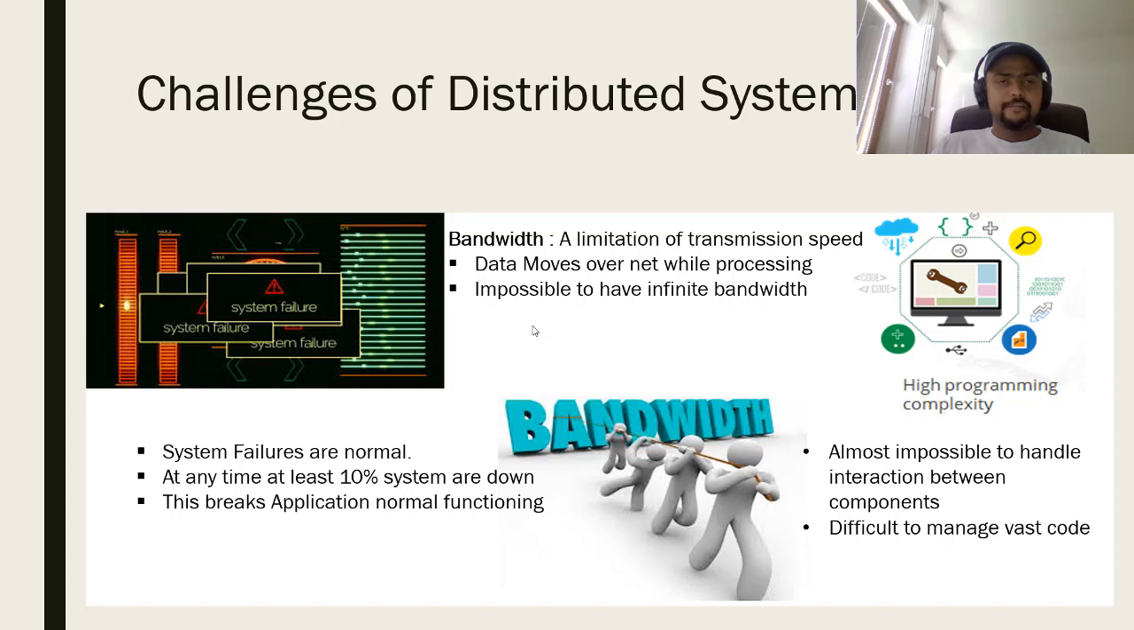The second thing is about failures. Since we said that distributed systems are a cluster of computers, they are basically a huge group of computers working together towards a common goal.